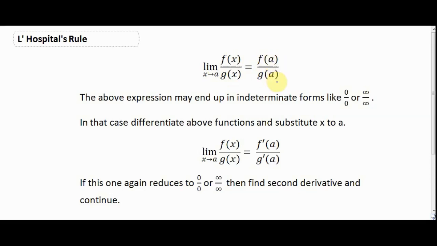And if this turns out to be an indeterminate form like 0 by 0 or infinity by infinity, L'Hospital's rule says that we have to differentiate both the numerator polynomial and the denominator polynomial and then substitute the value of x to a. So we will be getting the ratio f dash of a by g dash of a, and if we are again getting 0 by 0 or infinity by infinity, an indeterminate form, then go for the second derivative and then do the substitution and find out the limit value. Okay, so let's see an example.